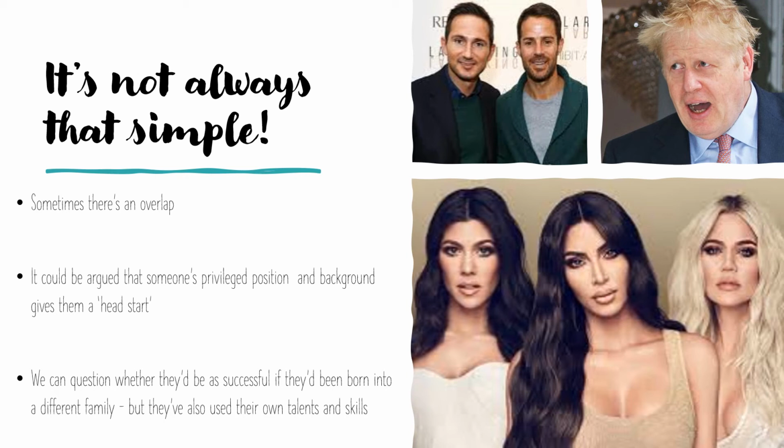But would Boris have been able to achieve that without the background that he came from? So from an incredibly wealthy background, a politically active family, so his family were already in politics, and he went to Eton, one of the most privileged schools in the country. So Boris had a head start. That was ascribed, that was from his family background, but he's also managed to achieve things for himself. So we can question whether he'd be as successful if he'd been born into a different family, but he has used his own talents and skills.